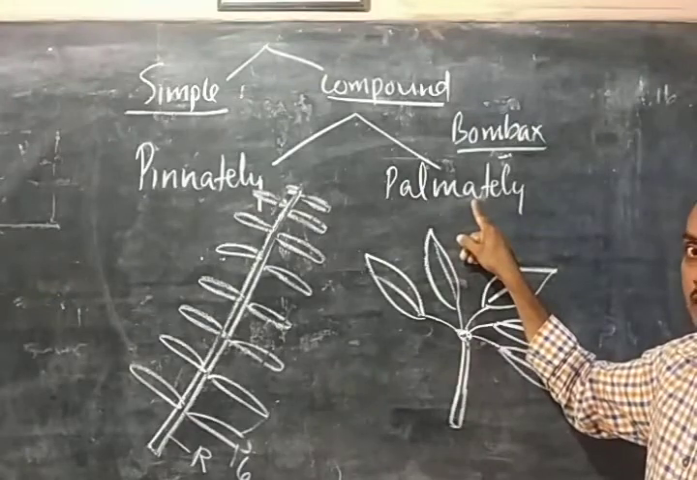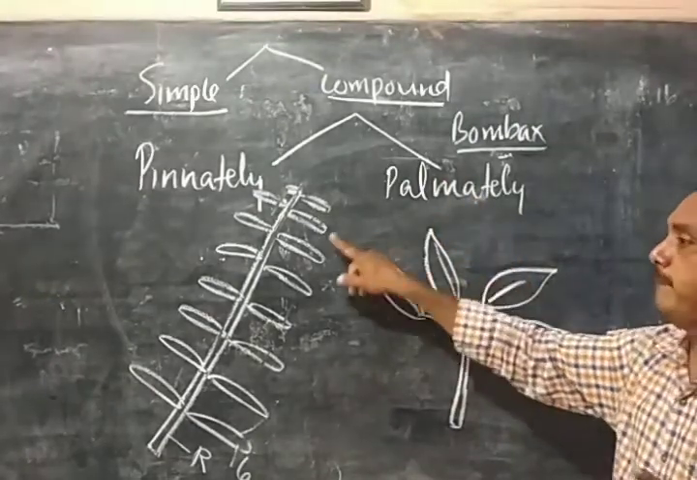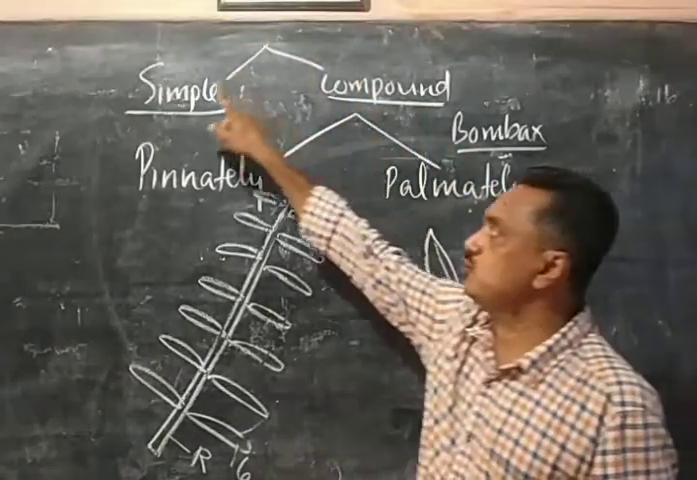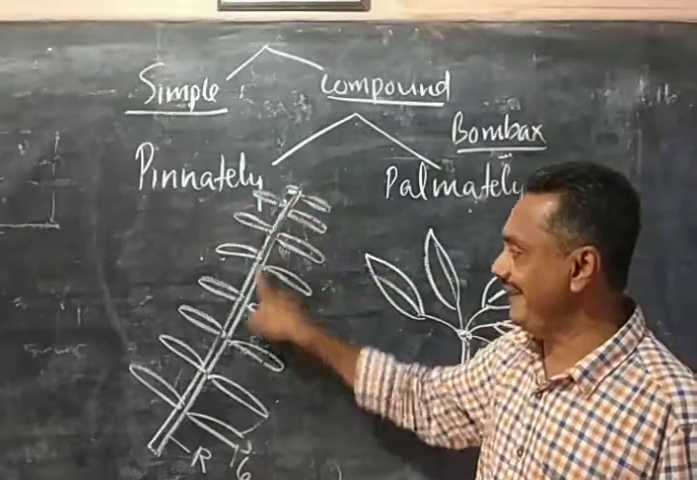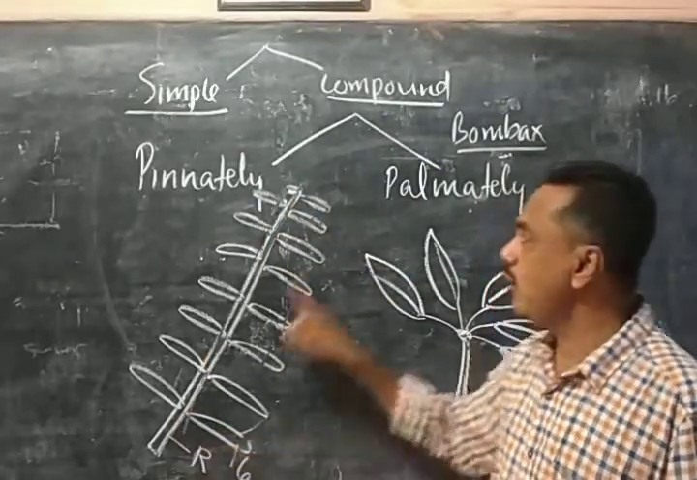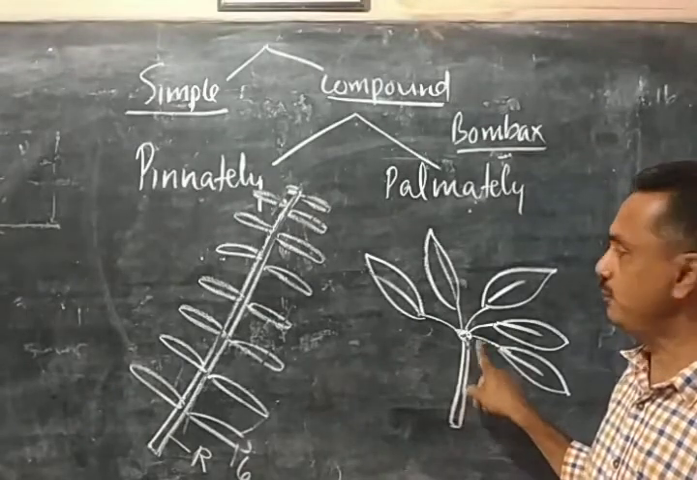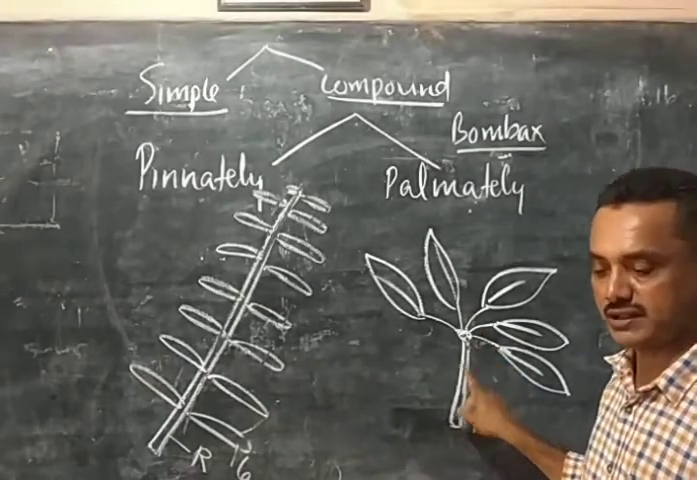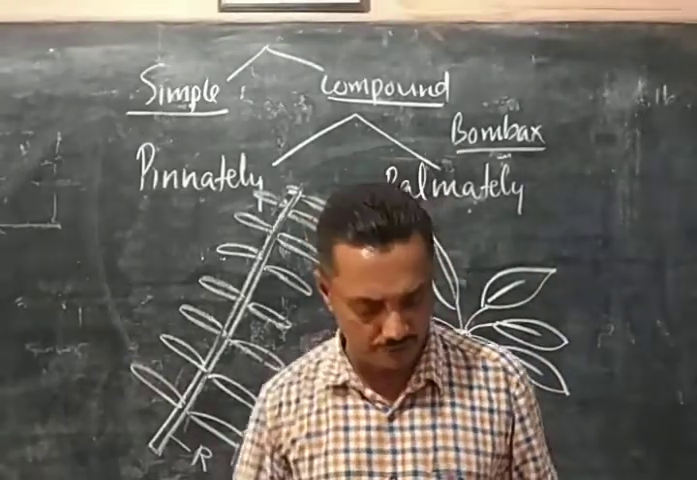We can discuss more classifications in the coming classes if possible. So leaves are of two types, simple and compound. Compound leaves are of two types: pinnately compound, as in coconut, or palmately compound, as in bombax or some other plants. If possible, I will show this example. So that is about the classification of leaf, simple and compound.